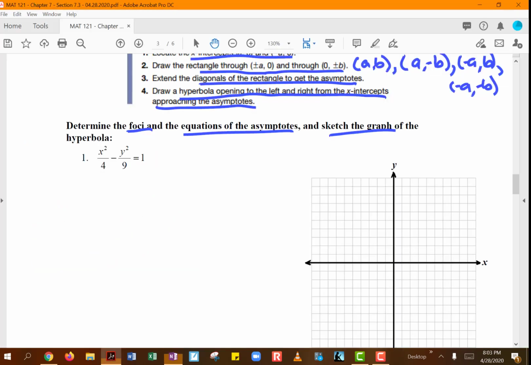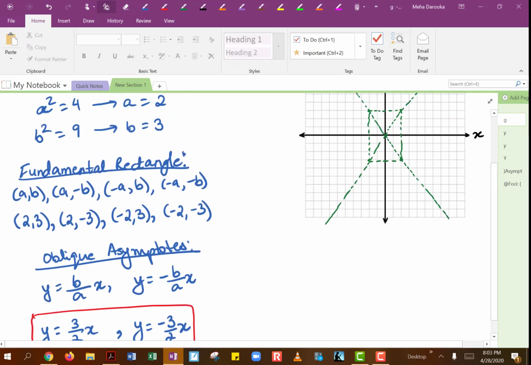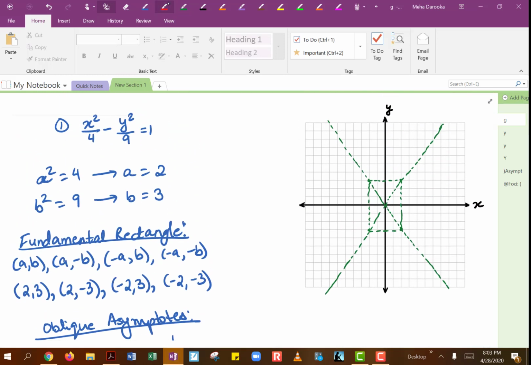Okay, so they did ask us to find the equations of the oblique asymptotes. We do. Now all we have to do is sketch our graph and determine where our foci are going to be. So let's do the graph part first. So since you can see our x squared was the first variable, this tells us that we are in fact looking at a left and right hyperbola. So this hyperbola will open left and right.